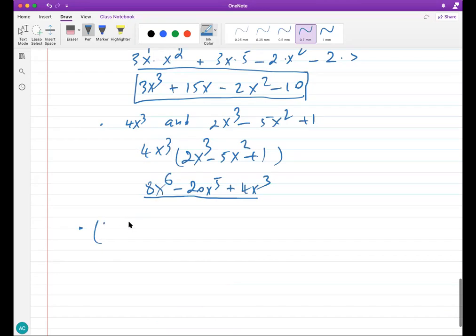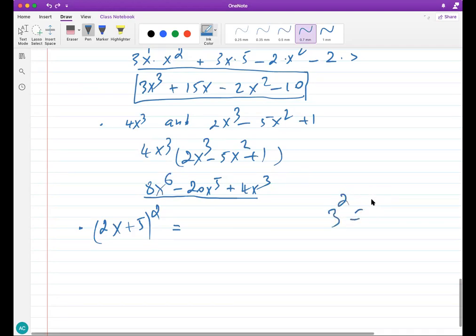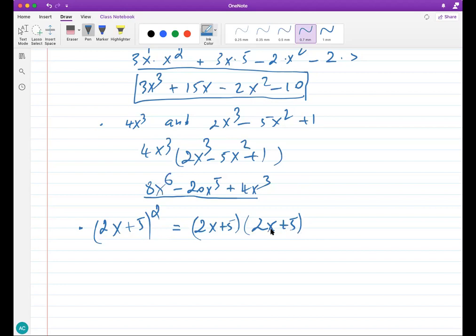You may see something like this, 2x plus 5 to the second power. It's basically a binomial to the second power. What do you do to multiply this? You multiply it by itself. Repeat it twice. That's right. Just like, for example, 3 to the second. 3 to the second means 3 times itself. The base times itself. Same thing here, something to the second power. So we're going to times that base by itself. The base is this whole thing. So 2x plus 5, 2x plus 5, and we distribute.